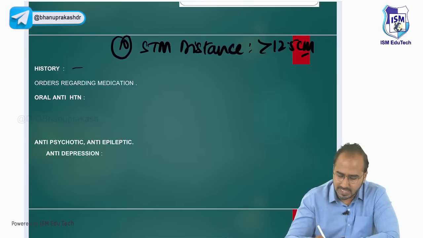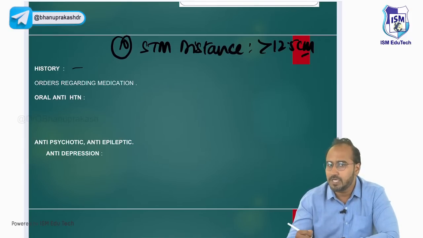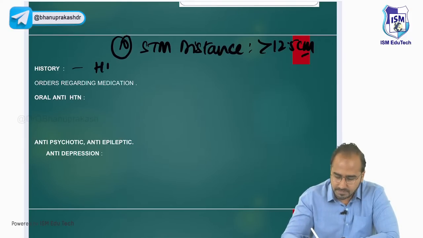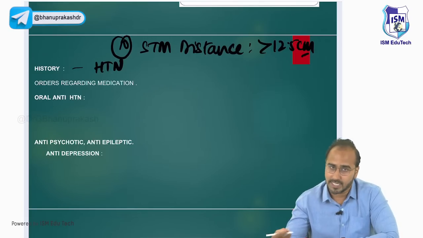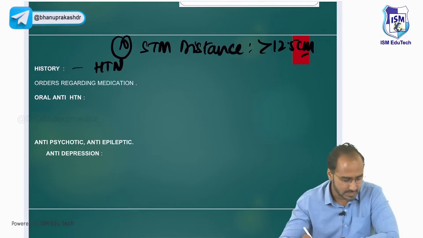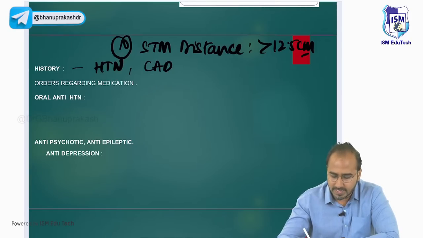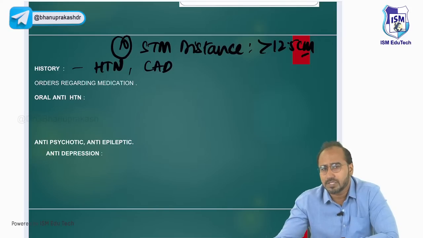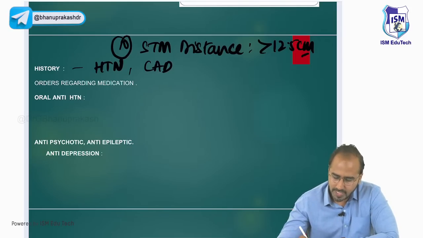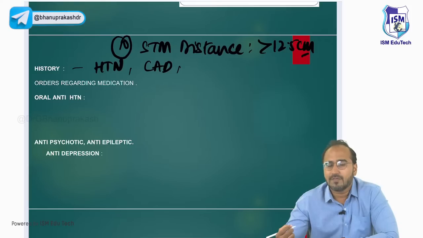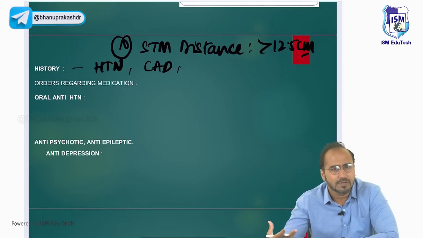So I told you in history the diseases that are common that we need to ask. Example, hypertension. Yes, it is common, so I'll ask about hypertension. Apart from hypertension, come on, coronary artery disease. The patient might be having coronary artery disease, so I need to take history of coronary artery disease. Apart from that, if the patient is taking antidepressants and all, you need to take the history.